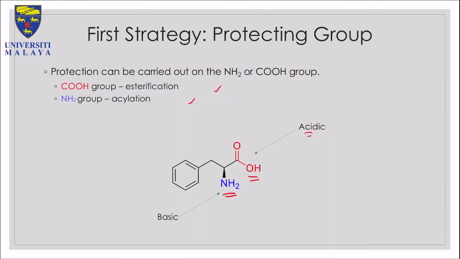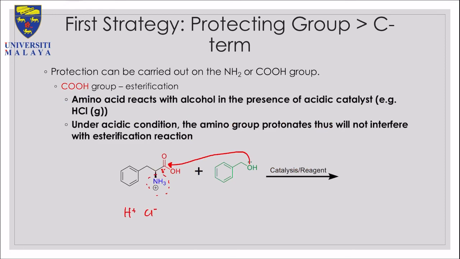Okay, so the first strategy is the protecting group. This is just a summary: protection can be carried out on the amine group or the carboxyl group. For the carboxyl group, the normal protecting group that people use is esterification. At the N terminal, it is acylation. Because you have these two molecular functions, one is basic and one is acidic, you can introduce molecules that have both protecting groups or either one of the protecting groups. Okay. And we will just continue the lecture soon.